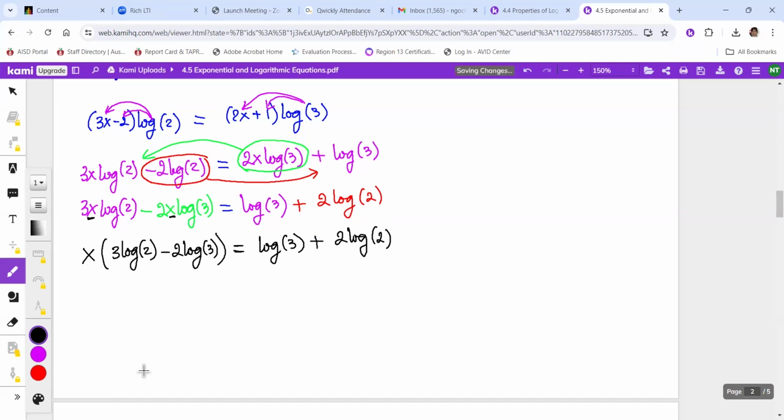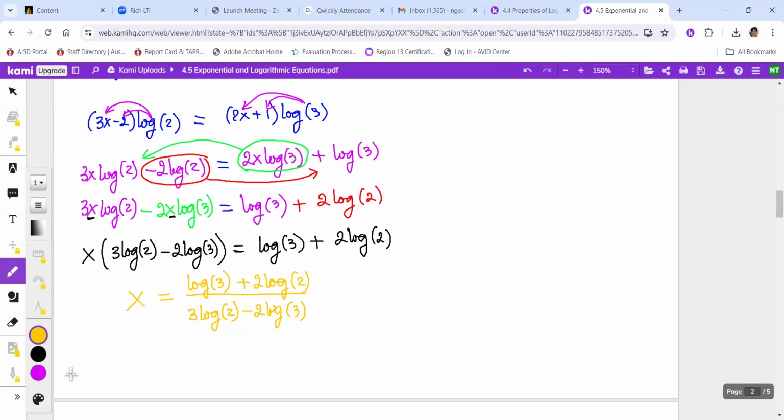Okay, lastly, we get to the end. Yay! Lastly, we isolate the variable x. So x equals log base 10 of 3 plus 2 times log base 10 of 2, divided by 3 log base 10 of 2 minus 2 log base 10 of 3.